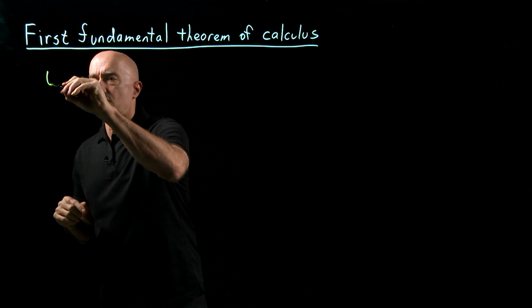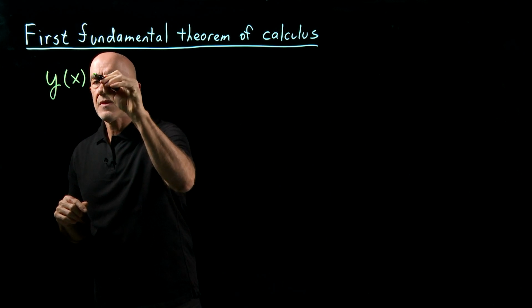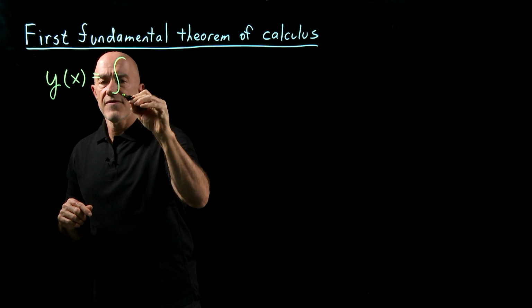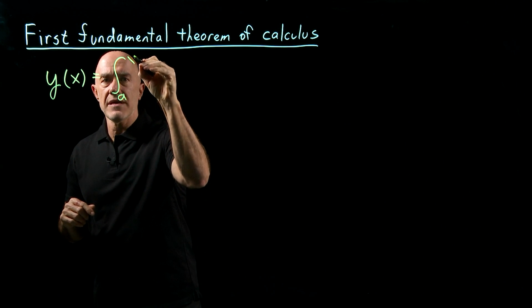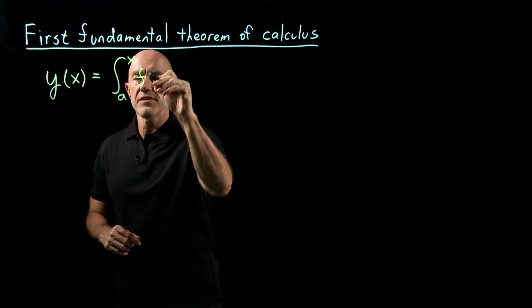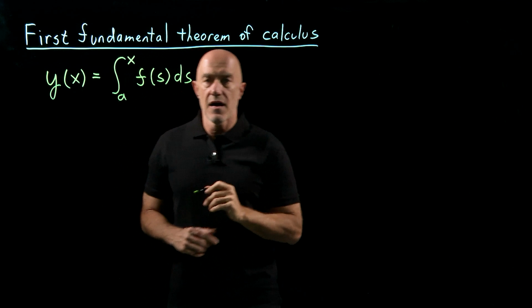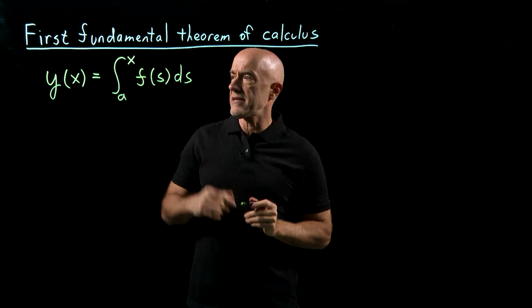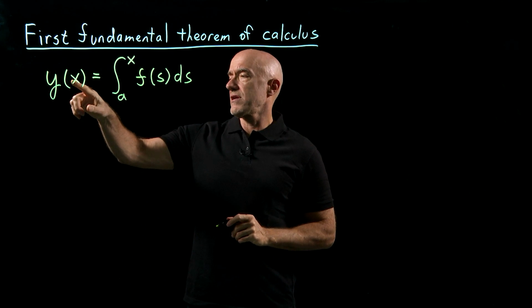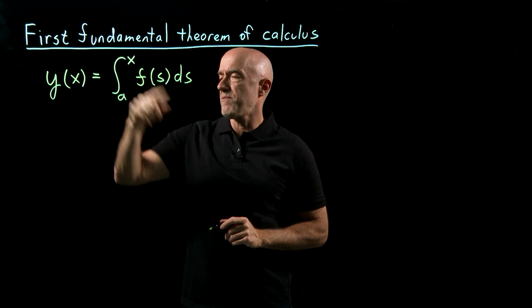So to begin with, we'll define a function y of x, which is an integral from a to an upper limit x, which is now our variable. And we'll use the dummy variable s so that we don't get confused with using x. So we're going to look at this function so that it varies with the upper limit.